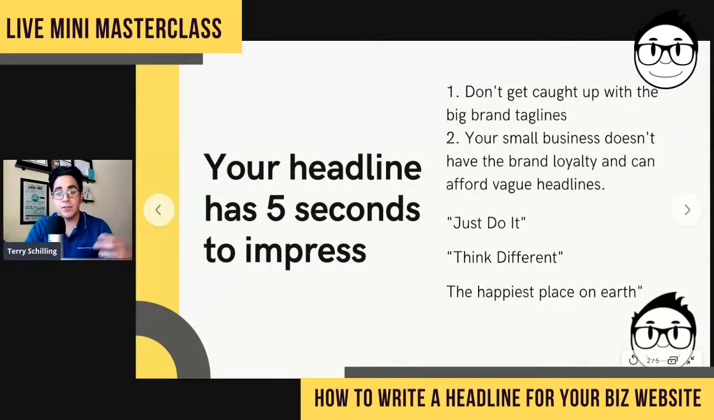For your service provider, if they're trying to help solve a problem by copywriting, by maybe some coaching, business coaching, social media marketing, how are they going to picture their lives changing, right? Don't get caught up with the big brand taglines is a big rule for me, because your small business doesn't have that brand loyalty yet. And it can't afford these vague headlines like Nike's Just Do It, Think Different like Apple, the happiest place on earth like Disneyland. You can't just write that. Even though it sounds cool, and it sounds bold, you want to think big here, right? But if you write that out, you're being too vague.